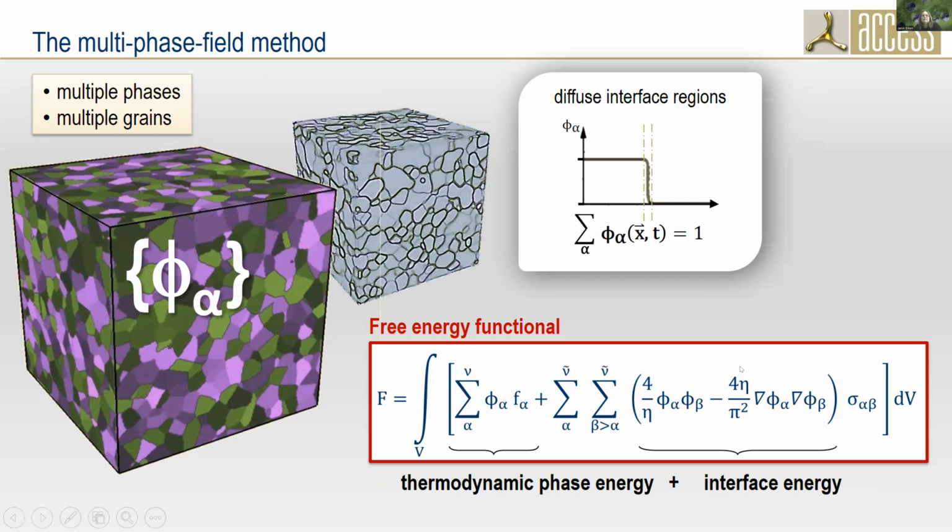Because these phase fields are handled like phase fractions, we have a unit sum constraint, so they always have to sum up locally to 1. And then we define the free energy functional in the same way as before, summing up over all the thermodynamic phase energies, and then summing up over all the interface energies, and then integrating this over the whole domain.